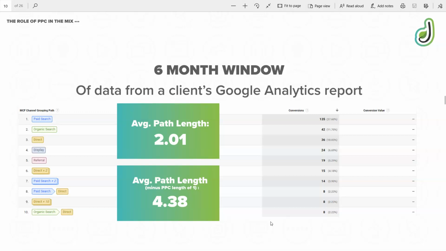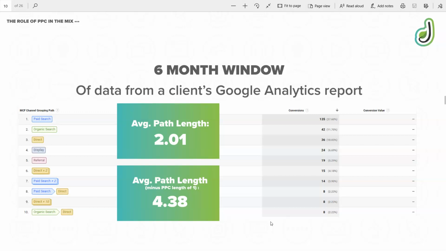So the bottom line here is that it takes more than one interaction on average for a user to actually convert. And if you don't get your foot in the door with that paid search element, then you're certainly losing opportunities because if they don't click on your ad, there's a good chance they're clicking on someone else's ad, and then they're in that purchase path for a competitor.